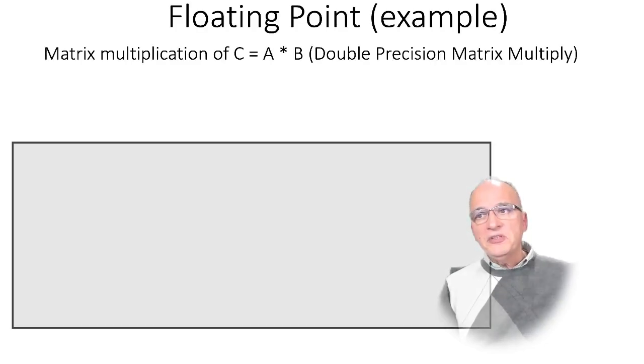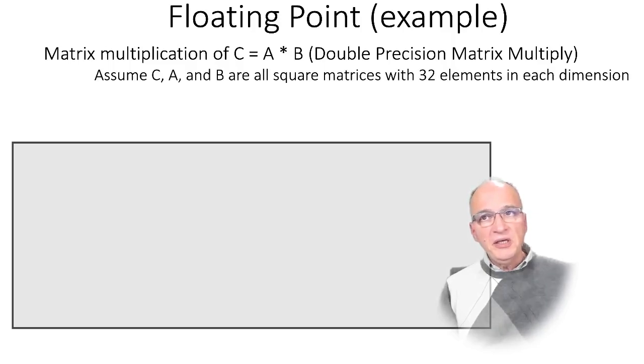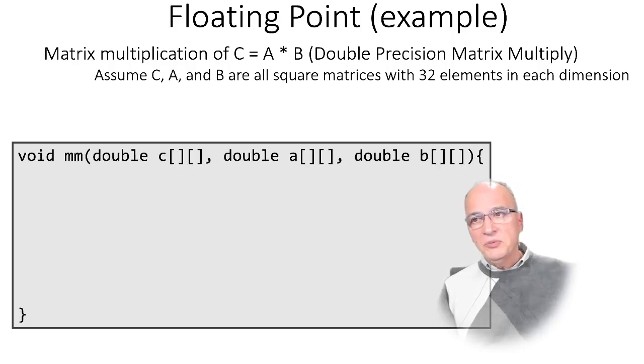So our example is a matrix multiplication example. Our matrix multiplication will produce a matrix C that is the result of A times B. It's called double precision matrix multiplication. Let's assume that C, A, and B are all square matrices with 32 elements per dimension. Of course, we could extend this to a generic size matrix, but we're just trying to keep the code simple here because we're going to be producing assembly directly.